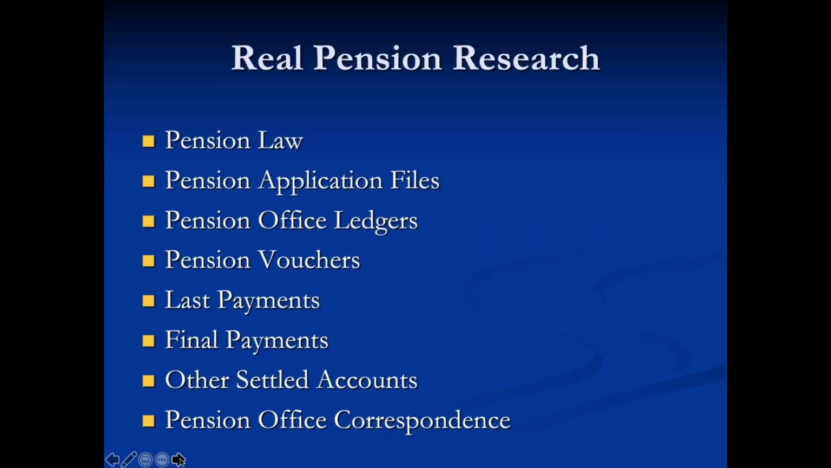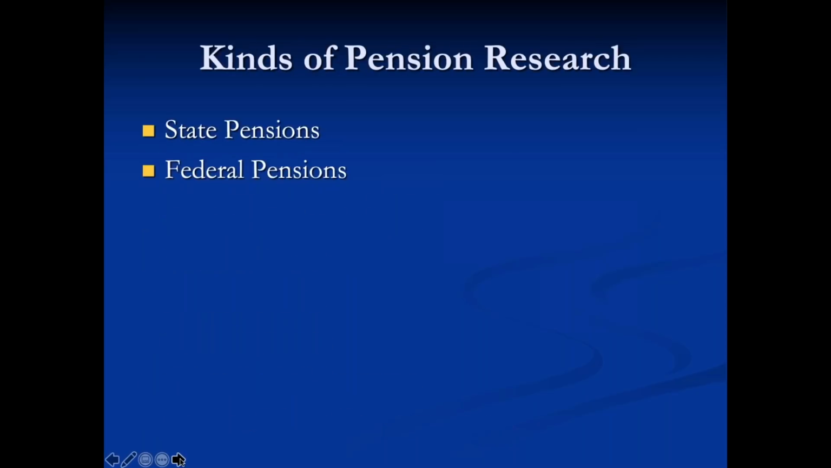No one can get a pension unless there is a law that says that they qualify for that pension. You're probably familiar with pension application files, but there are also pension office ledgers, pension vouchers, last payments, final payments, other settled accounts, and pension office correspondence. All of those kinds of things should be dealt with because most of the answers that you can't find in a pension application file might be found in a last payment, final payment, or a pension voucher, or even pension office correspondence, or other settled accounts.